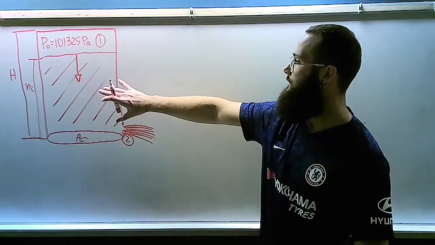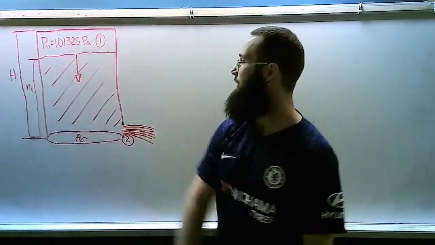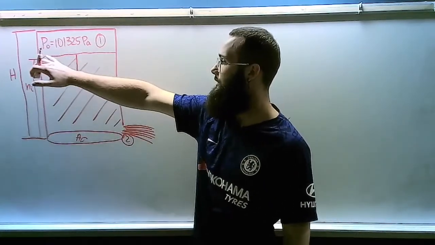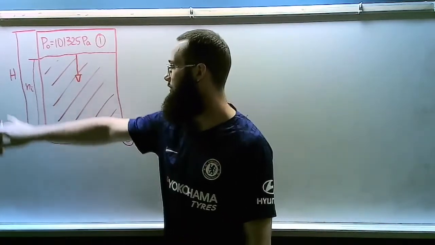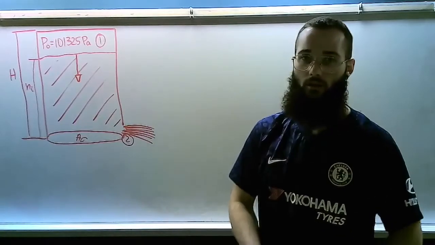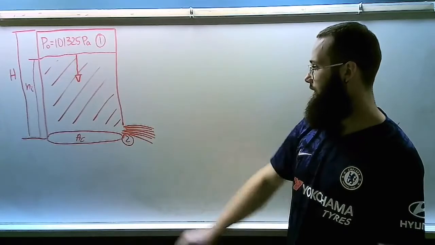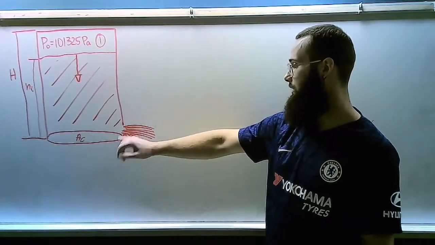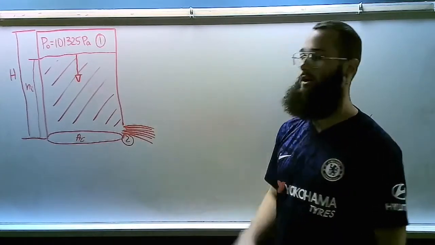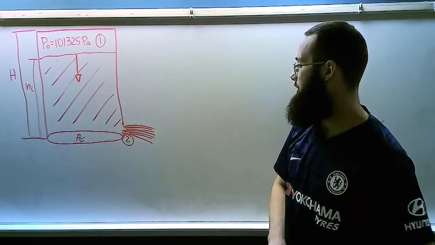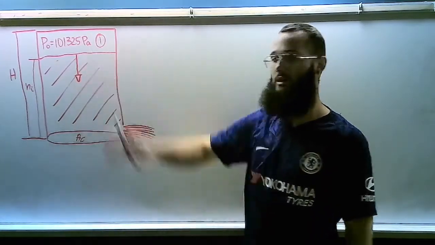So here we have a sealed cylindrical vessel filled to some height HI with fluid. It's got an initial pressure above the fluid of 101,325 pascals, and the total height of the vessel will be H. And it has a cross-sectional area of AC. Now, at some point, he pokes a hole in the bottom and fluid begins to stream out at some velocity. And as this happens, the water level will begin to drop.